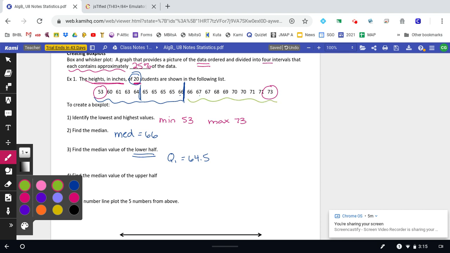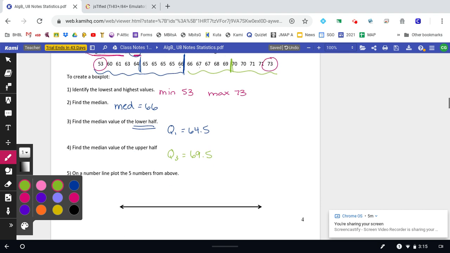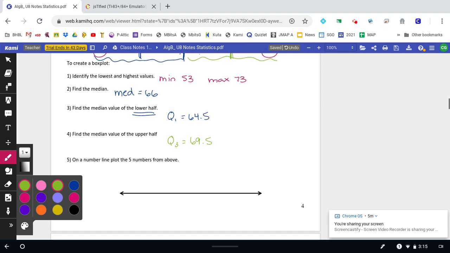Okay, so 1, 2, 3, 4, 5. 1, 2, 3, 4, 5. There we go. My upper quartile, my Q3, 69.5. Okay, so now what I want to do is plot these numbers.